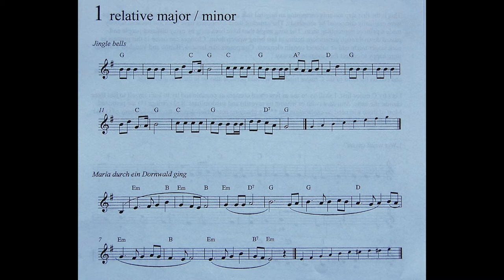Here's G major and E minor. They use the same notes, but we have 1, 2, 1, 1, 4, 5 in G major, and then 1, 4, 5 in E minor. So the Jingle Bells very clearly is. But Maria durch ein Dornwald ging. Is definitely E minor.